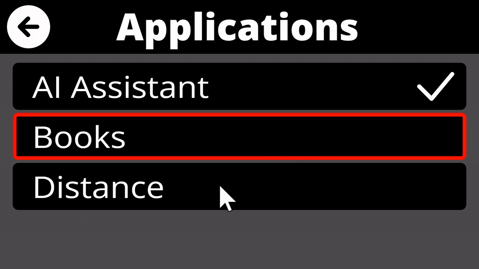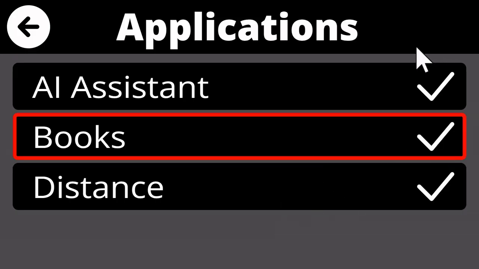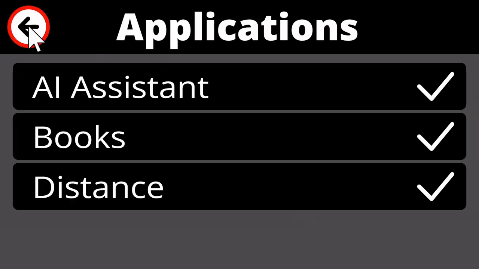Distance is turned off by default. I can turn that on by checking it. And if I want everything turned on, I can check books. All of them are now checked. They will all appear in the carousel. So when we back out, you will see the full complement of applications in the carousel again as well. This can be helpful if you know that you're not going to use something, or if you just want to simplify the interface. Upper left corner to back up.